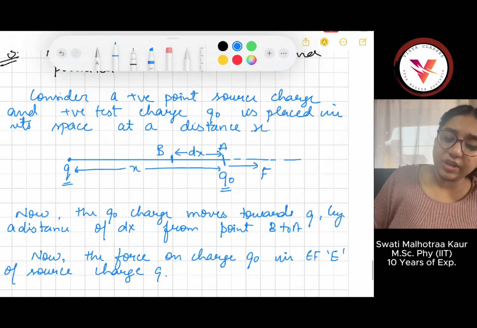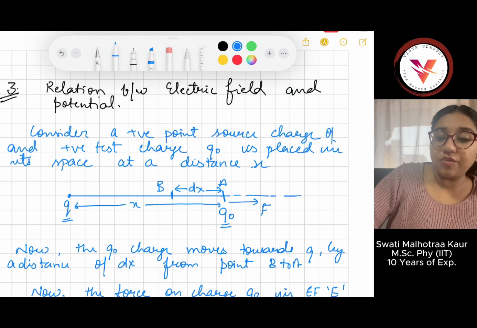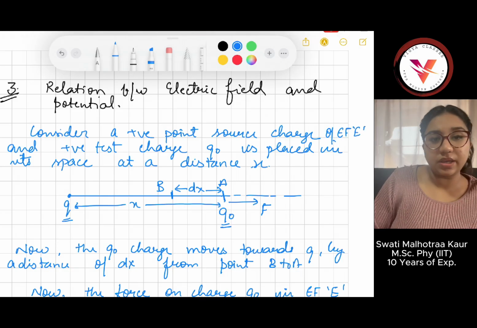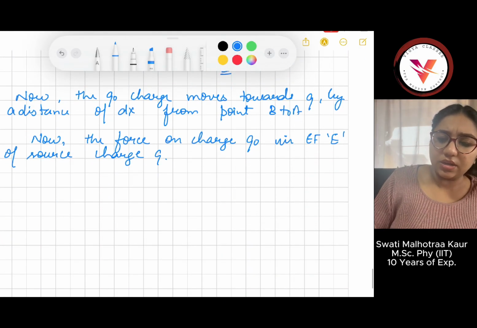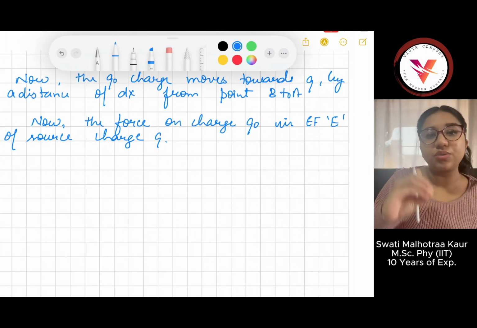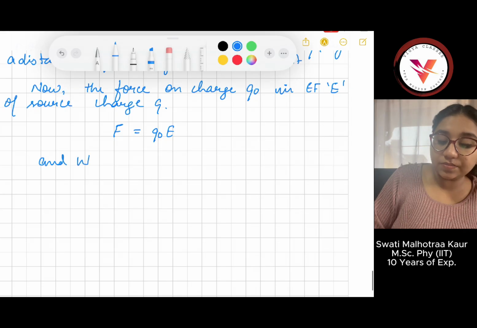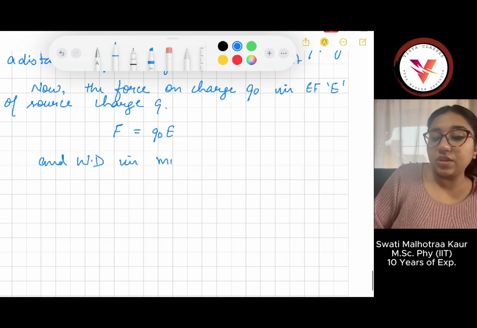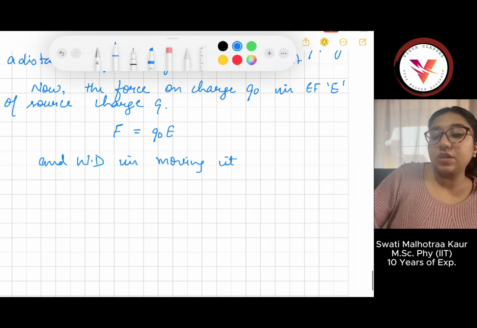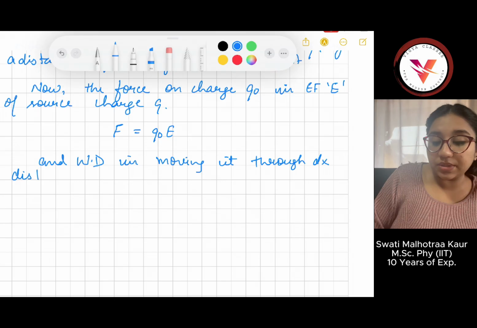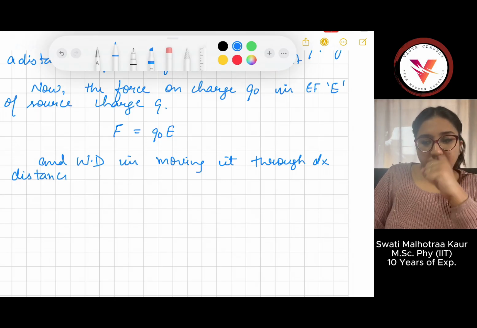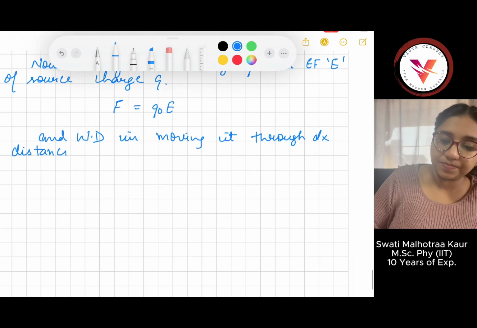Okay, so you can also write here, consider a positive test charge in an electric field E, because we need that. We need the electric field, so we are not using kq by r square. Here we are using just E. Then that force would be Q naught times E, and work done in moving it through dx distance is the same as above. The only thing is we are using E here.